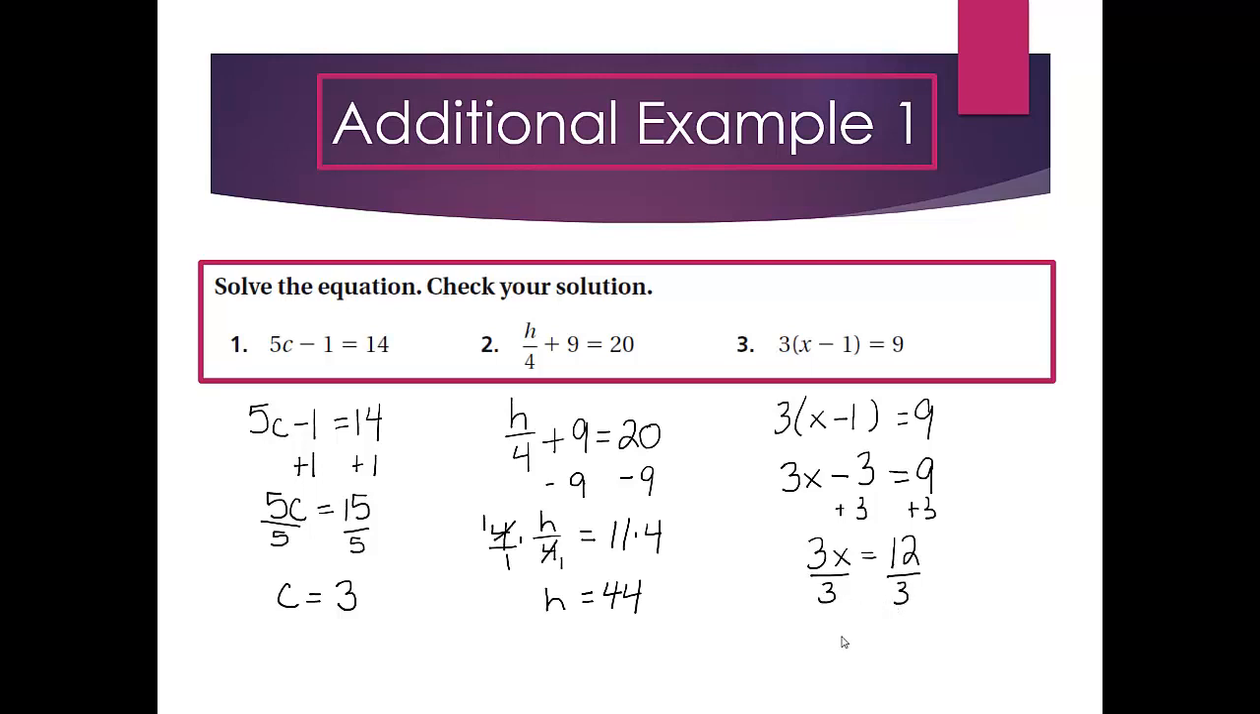So on the left-hand side, we have x. And we get that because 3 divided by 3 is 1, and that would be 1x or just x. And 12 divided by 3 is 4. Now I can substitute this 4 back in, and 4 minus 1 is 3, and 3 times 3 would be 9.